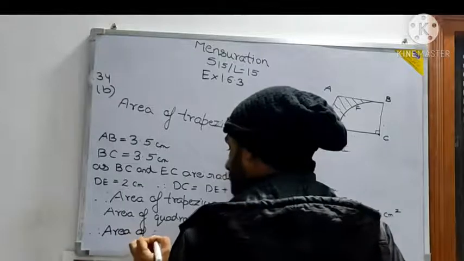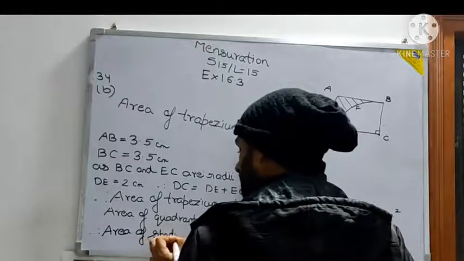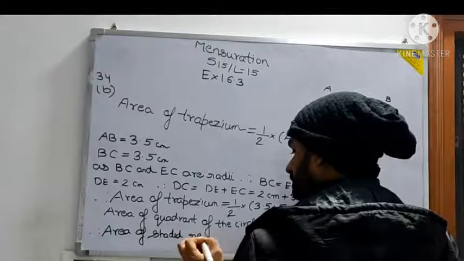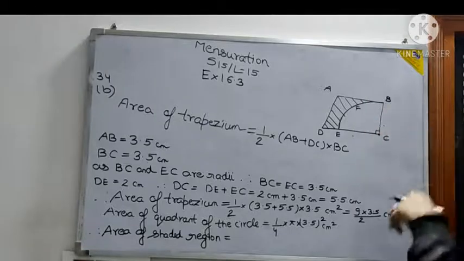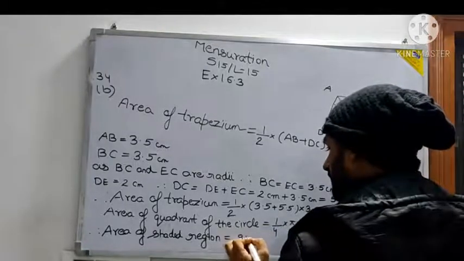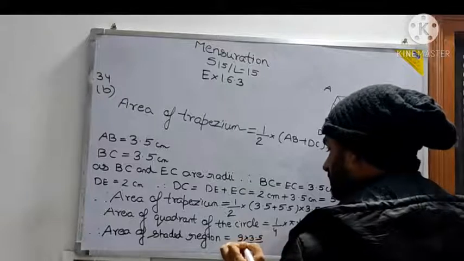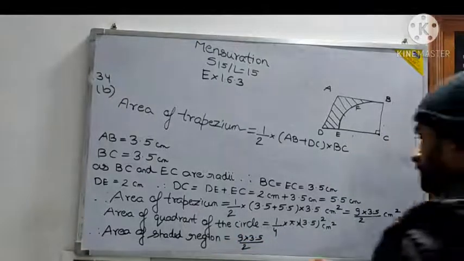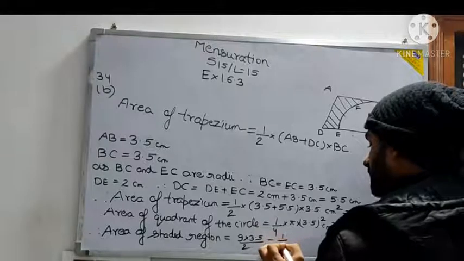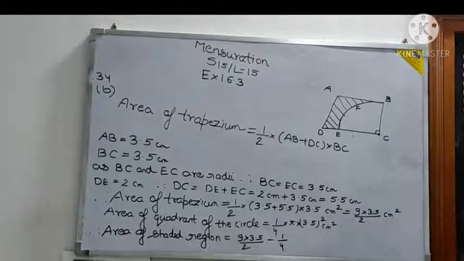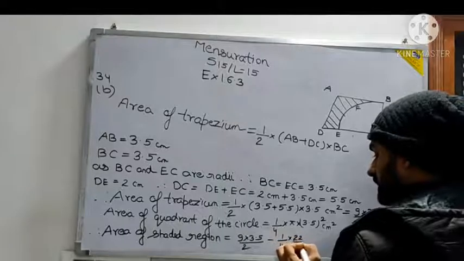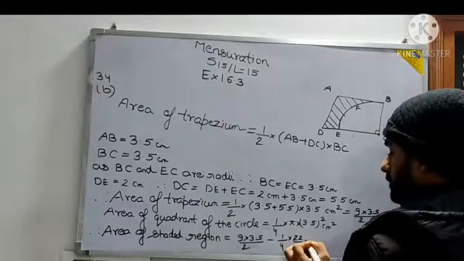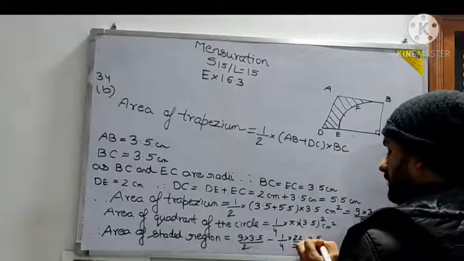So therefore area of shaded region is, area of shaded region, what will be that? Now we can subtract from the trapezium. So 9 into 3.5 by 2 minus 1/4 into. Now it might also be given in the question. If it is given specifically, you have to take the value of pi as given. So here nothing is given, so I am taking here 22/7 into 3.5 into 3.5.